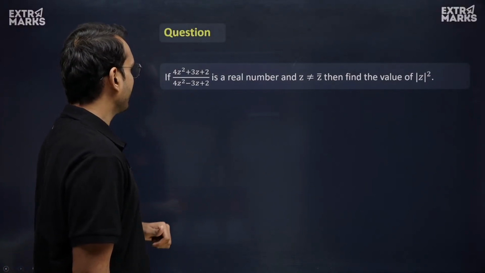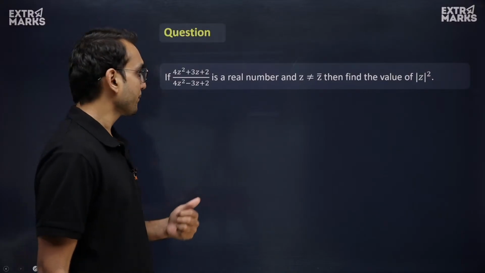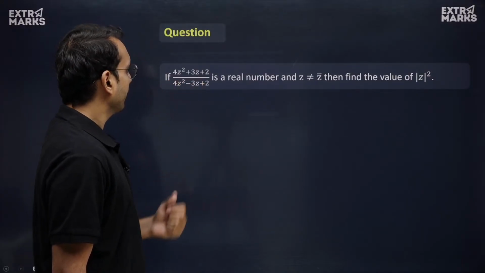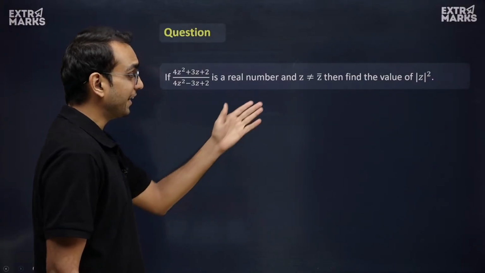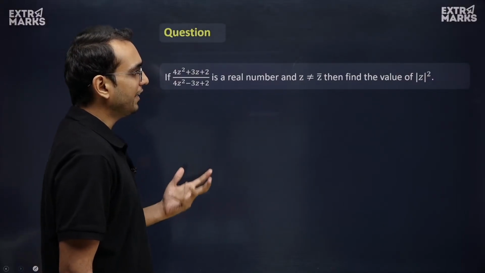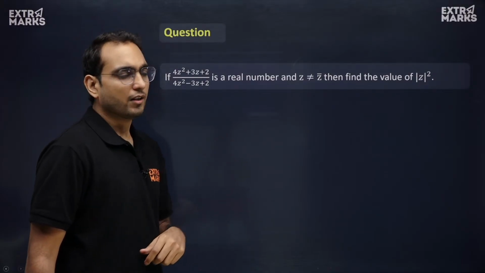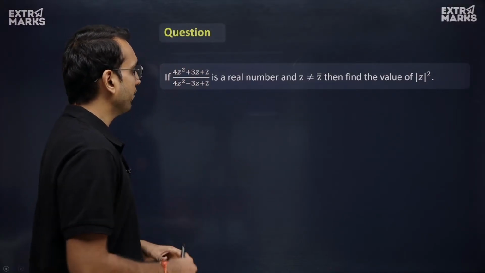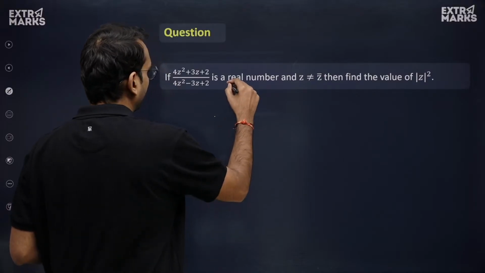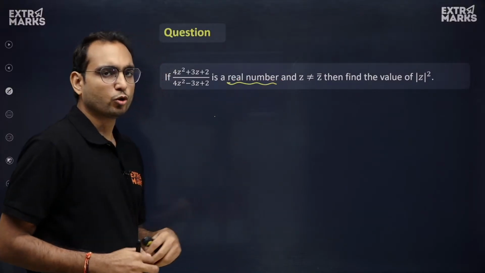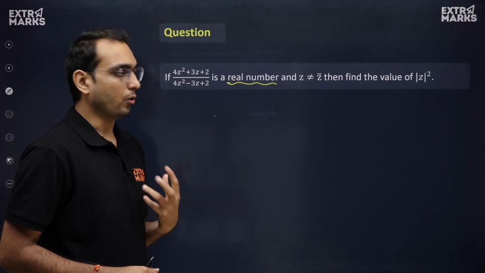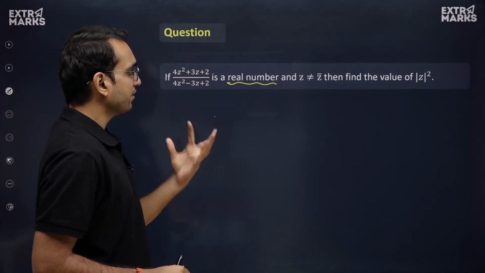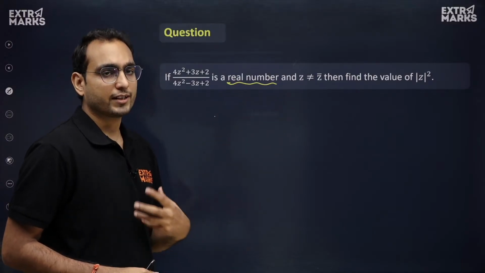So the first question we got from our student is: if this expression is a real number and z is not equal to z bar, then find the value of mod z square. So basically some expression is given and it is given that it is a real number. It is very evident that this question is from the chapter complex numbers, and I have to find the value of mod z square.